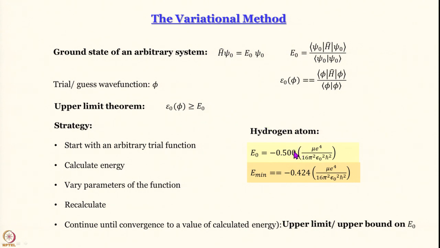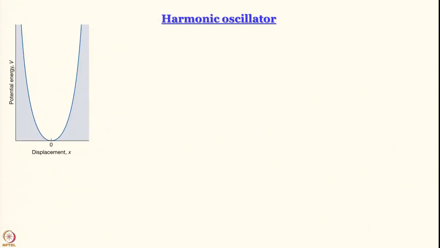And if you remember, the wave function we took in that case was a Gaussian function, which is different from the actual exact wave function, which is an exponential decay in r. So this is what we did as a demonstration, and then we went ahead and proved the upper limit theorem as well. The proof is really not very difficult. So today, with this prior knowledge, we try to tackle the problem of the harmonic oscillator first.